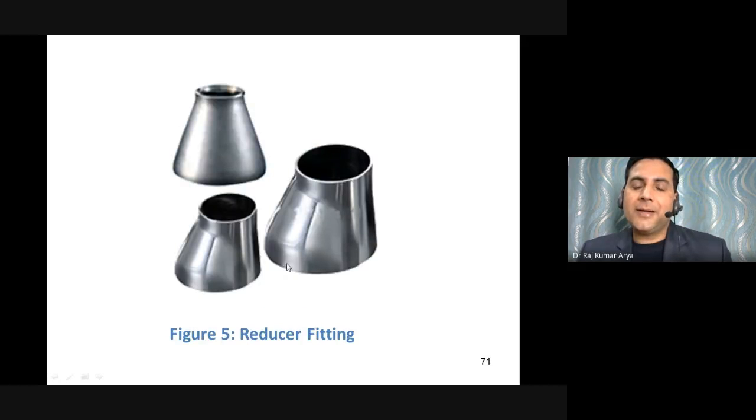These are called the reducers. Here this is called the concentric one. The center line doesn't change. This is called eccentric because here the center is changed on the other side. These are used just to shift the direction of the flow, just to change it by, let's say, 1 centimeter or 2 centimeters. So for that, we use the eccentric one.